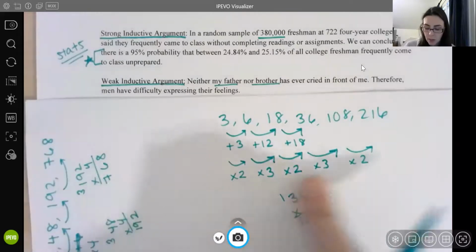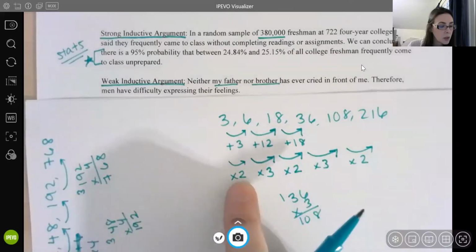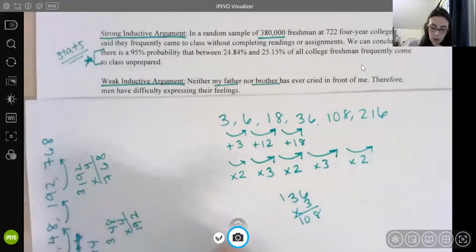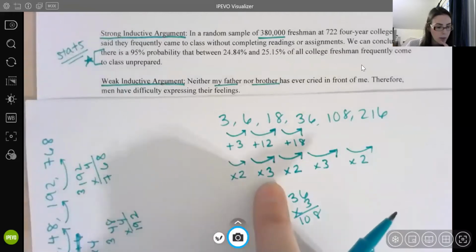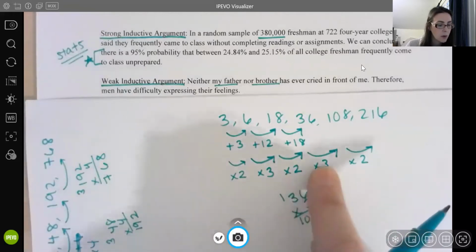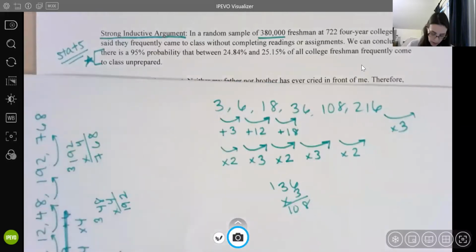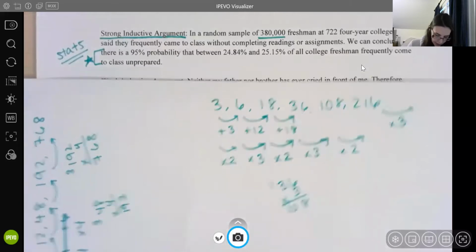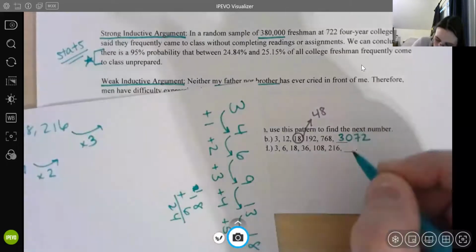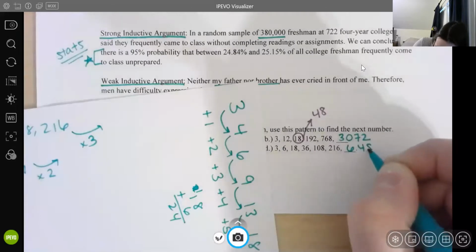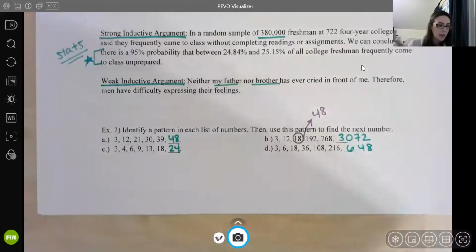It is a multiplication pattern, but we're switching between multiplying by 2 and 3 back and forth. So in the first case, we multiplied by 2, then by 3, by 2, by 3, by 2. And that means the next one is going to be times 3. So if I do 216 times 3, again, I'm going to cheat here and use my calculator. It's 648. And I see my final answer there.